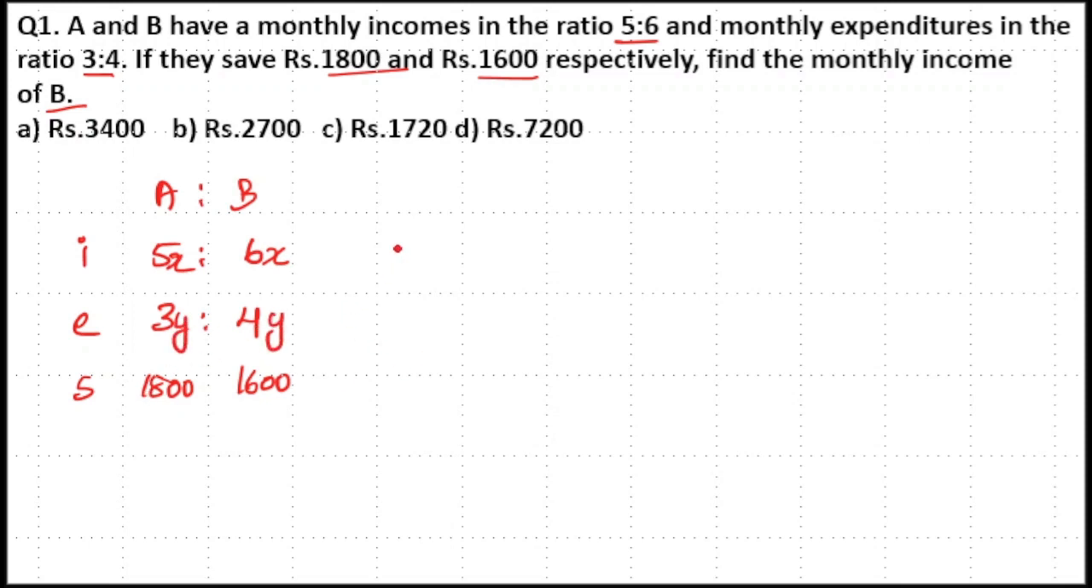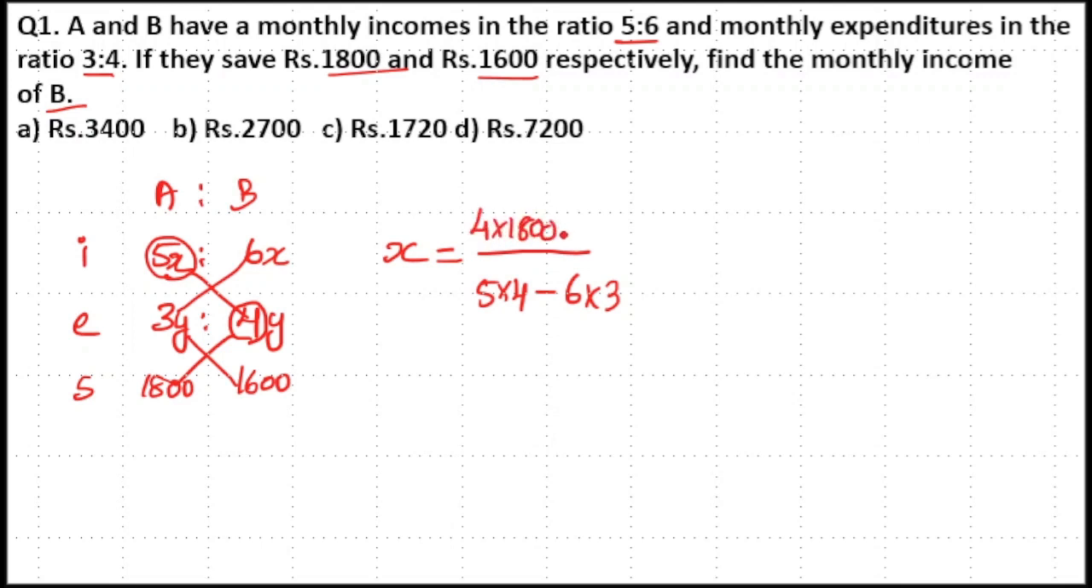Now if you want to find the value of X, take the first and second row and mark the first value, then cross multiply between 5 and 4, then subtract 6 into 3 from it. This will be your denominator of X, that is 5 into 4 minus 6 into 3. Now if you want to find out the numerator of X, take the second and third row, mark the second value of second row, then cross multiply between 4 into 1800, then subtract 3 into 1600 from it. This will be your numerator, that is 4 into 1800 minus 3 into 1600.